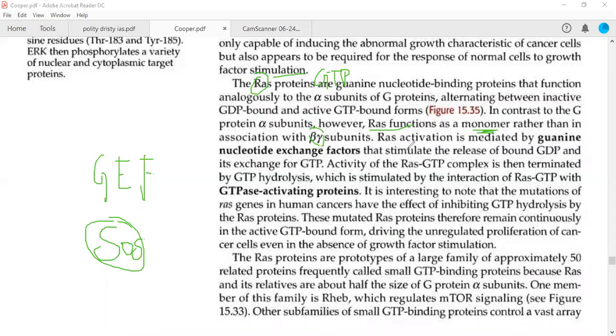Now, after this exchange factor, the SOS protein, acts, the activity of the RAS GTP complex is then terminated by GTP hydrolysis.